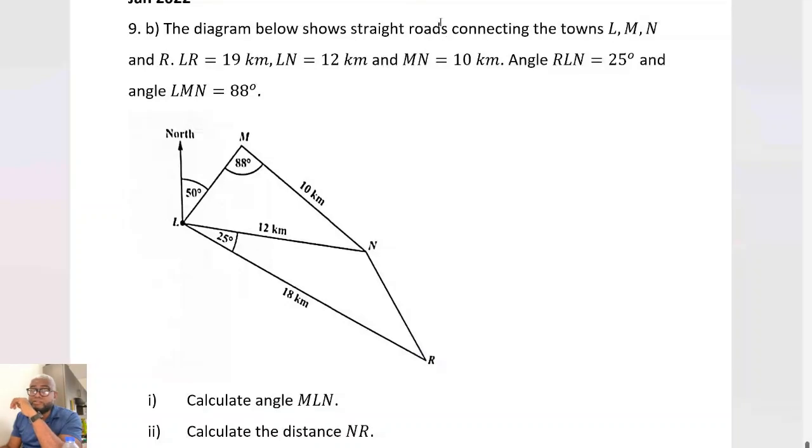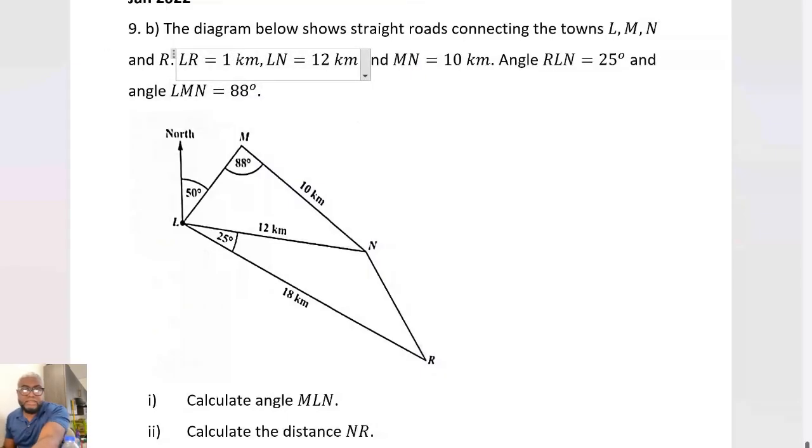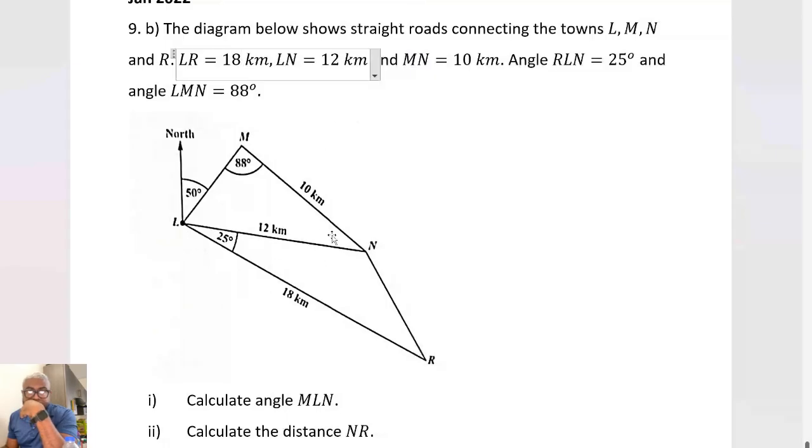So the diagram below shows straight roads connected in towns L, M, N, and R. LR is 18 kilometers, LN is 12, MN is 10, angle RLN is 25 degrees, and angle LMN is 88 degrees.